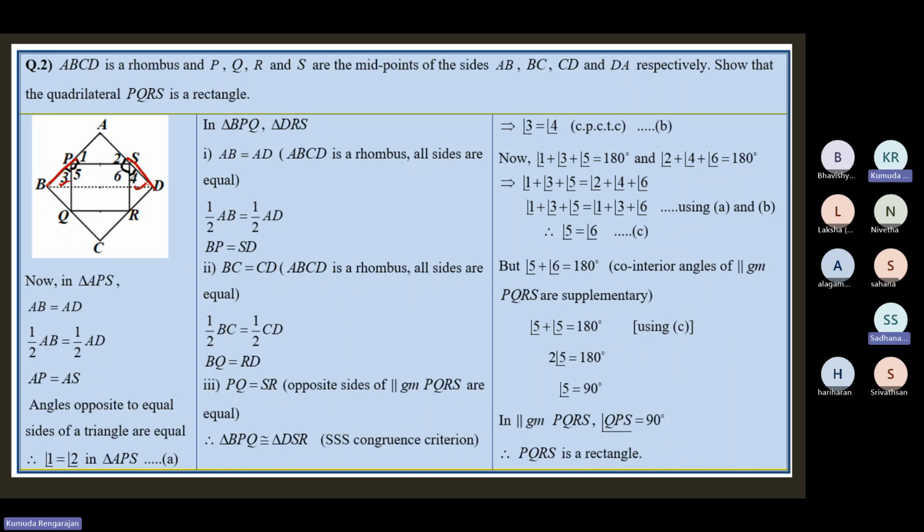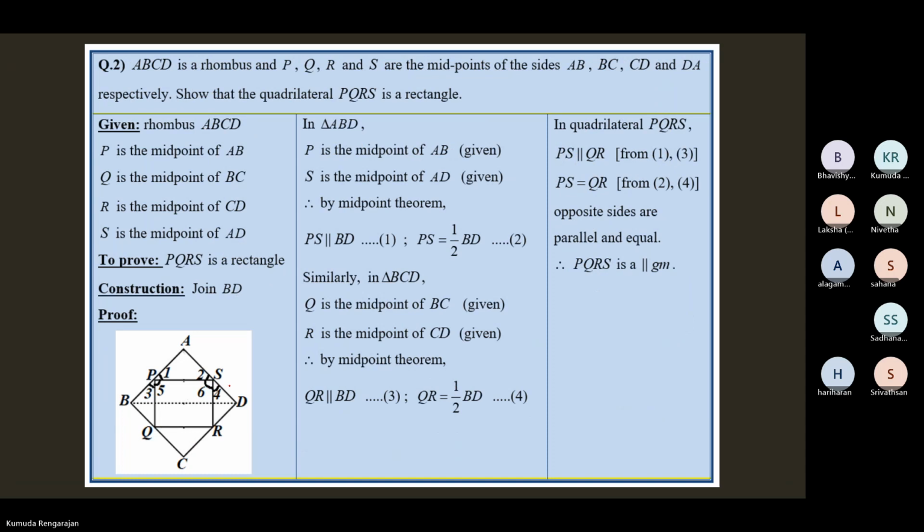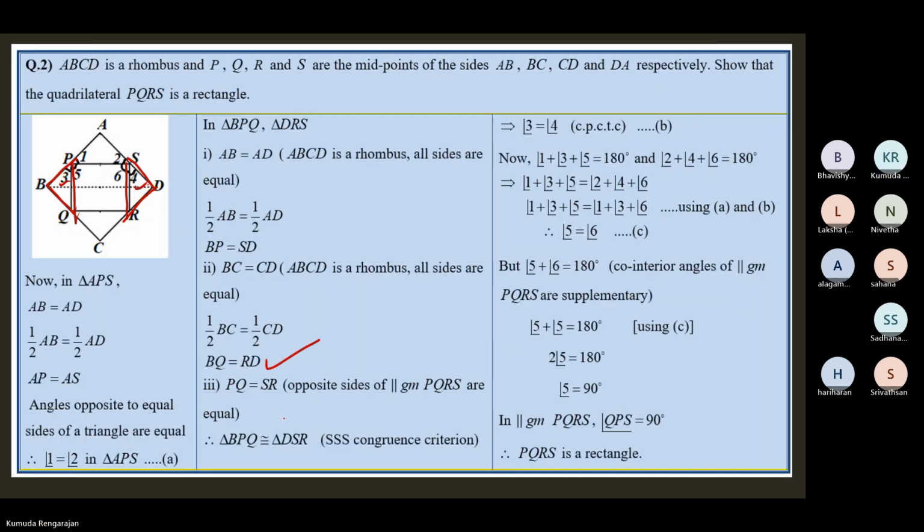And in the same way, you'll have to show that BQ is equal to DR. And then PQ is equal to SR, because opposite sides of the parallelogram are equal. We already proved that PQRS is a parallelogram, so the opposite sides are equal. Therefore, these two triangles are congruent by SSS criterion, and angle 3 is equal to angle 4 by CPCT.